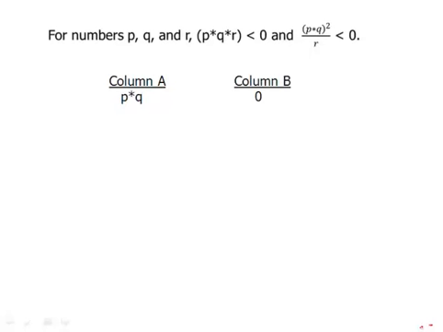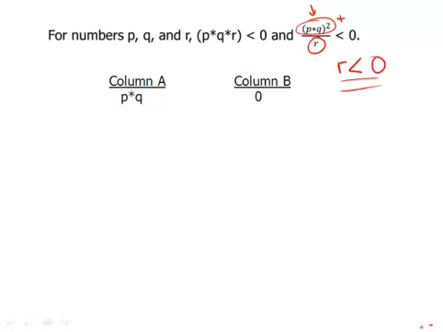All we have to figure out is what's positive and what's negative. That's all we have to determine in this problem. So let's start with this second equation here. Of course, we know that this numerator, this top, has to be positive because when you square something, it's always positive. So the only way this whole fraction could be negative is if the denominator r is negative. So we know that r is negative.